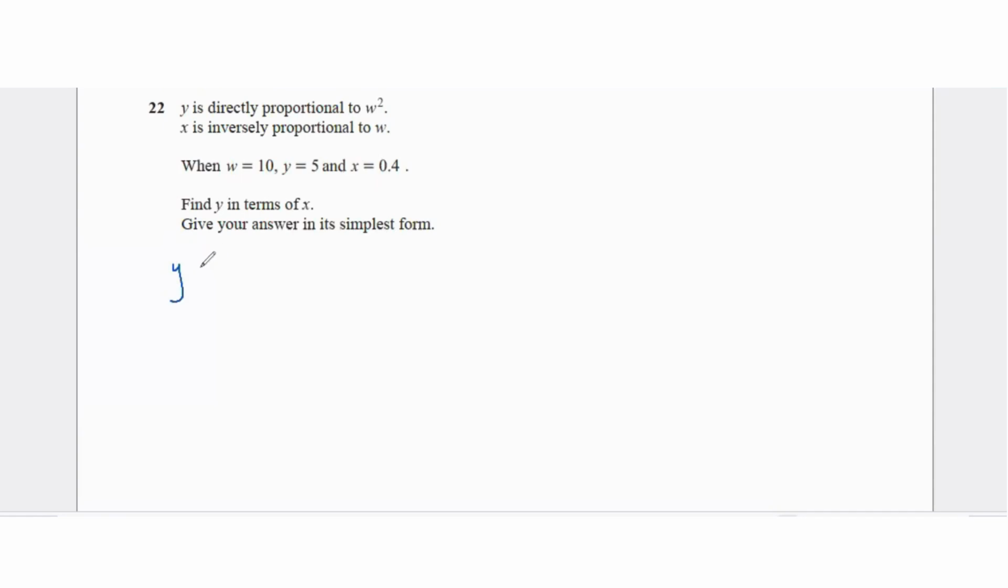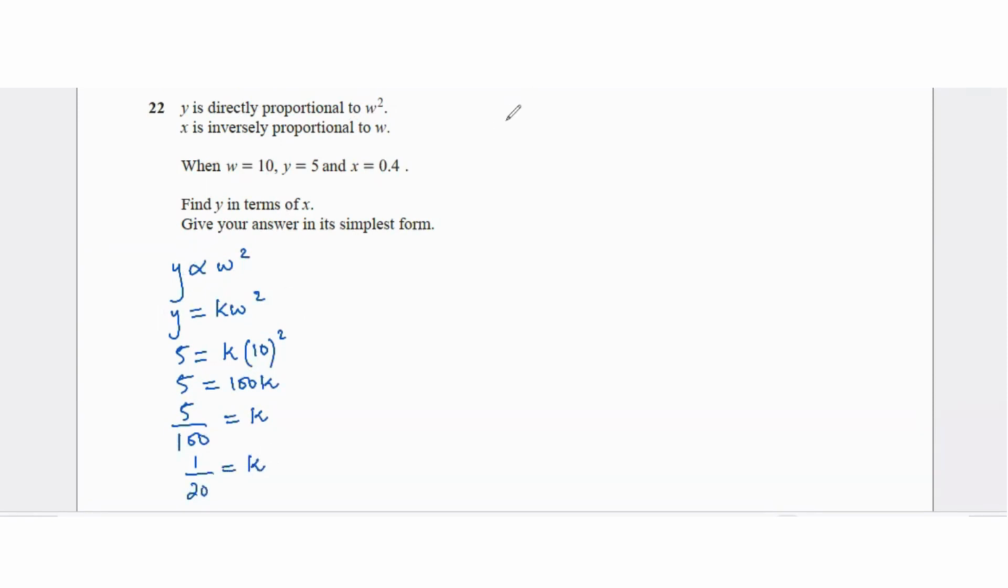So if y is directly proportional to w square, which means y equals k times w square. We substitute the values to find the value of k. 5 equals k times 10 square, 5 equals 100k. 5 over 100 equals k, which would be 1 over 20.